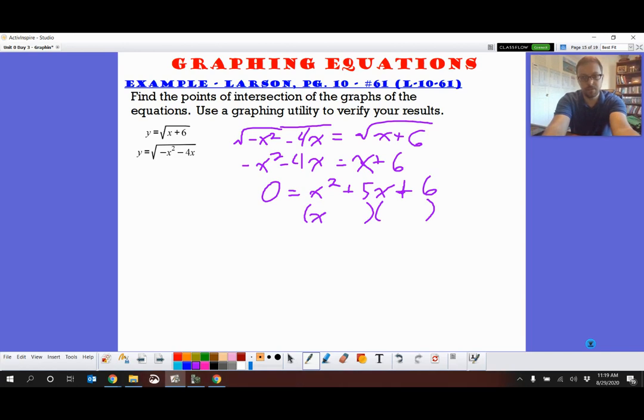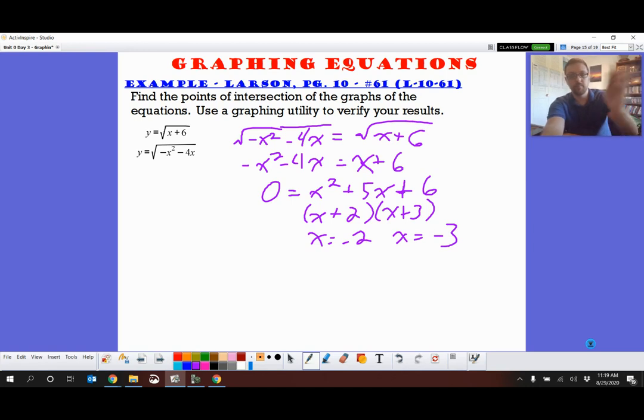So let's see. We want numbers that multiply to be 6 and add to be 5. So 2 and 3. So x equals -2 and x equals -3. Okay, so we want to plug this into the lower degree equation. So that's going to be this one. This one's got squares and stuff in it, so let's plug it into that one.